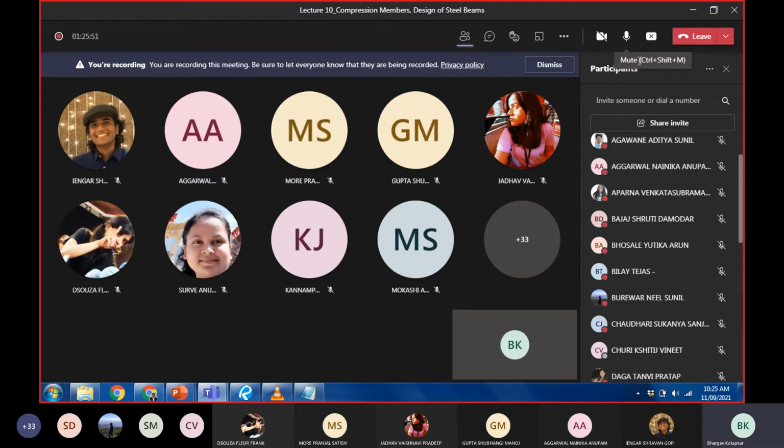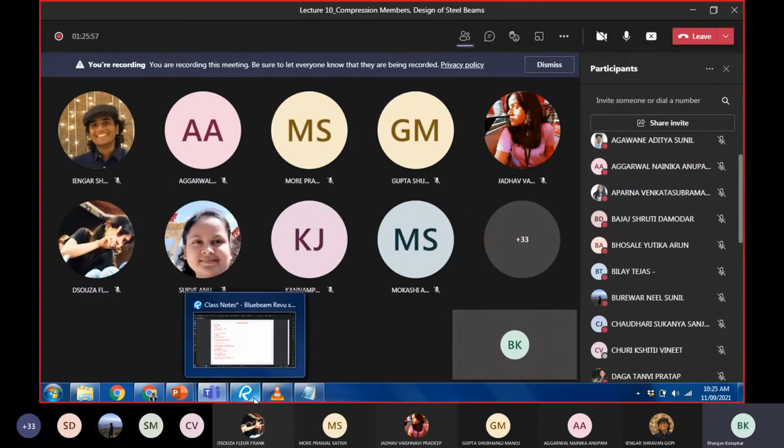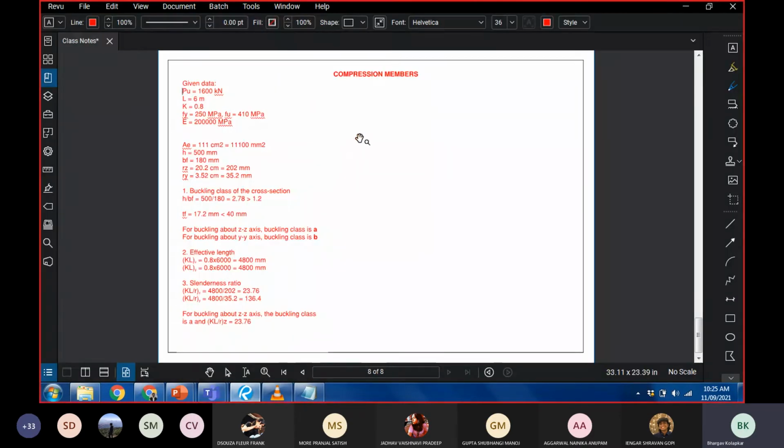Assume Fy is equal to 250 megapascal. I'll repeat the question. Design a column to support a factored axial load of 1600 kilonewton. The column has an effective length of 5 meters with respect to z-axis and 3.5 meters with respect to y-axis. Fy is equal to 250 megapascals. So let us try to understand the given data.